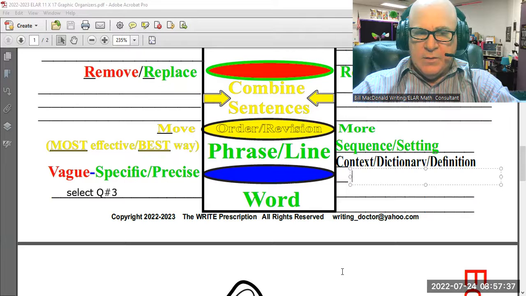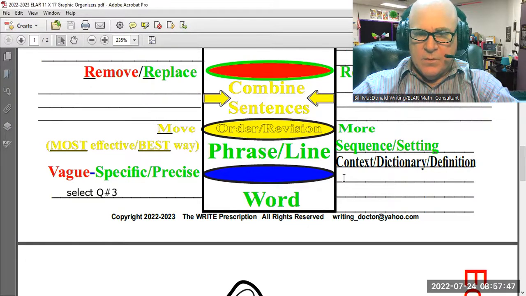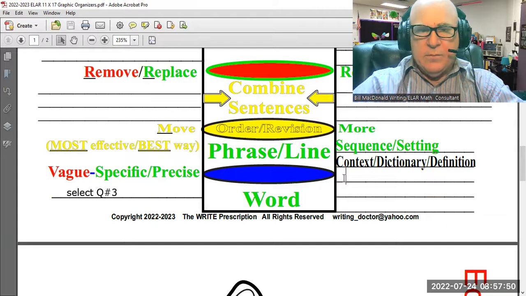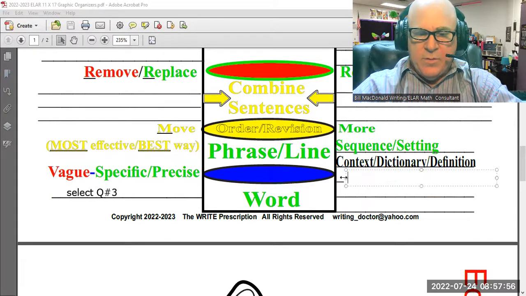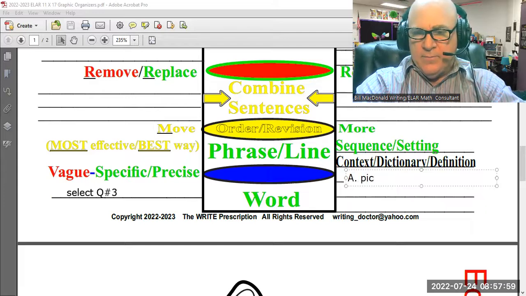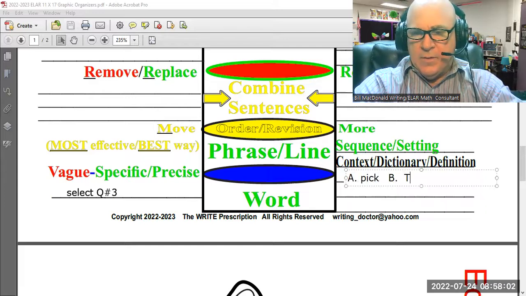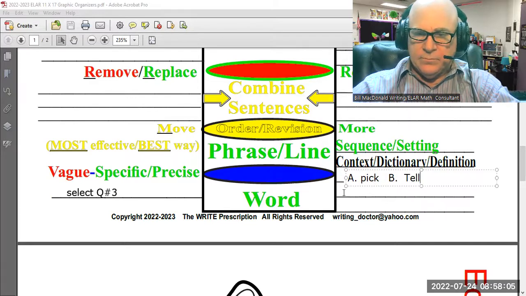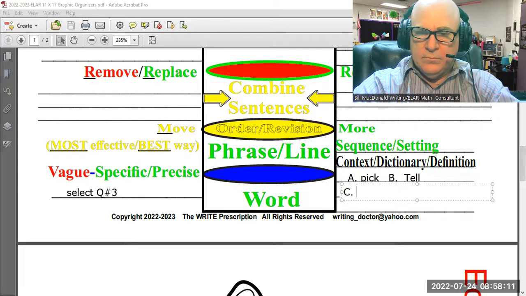Pick, tell, prioritize, and purchase. A is going to be pick. B, tell. C, prioritize. And D, purchase.